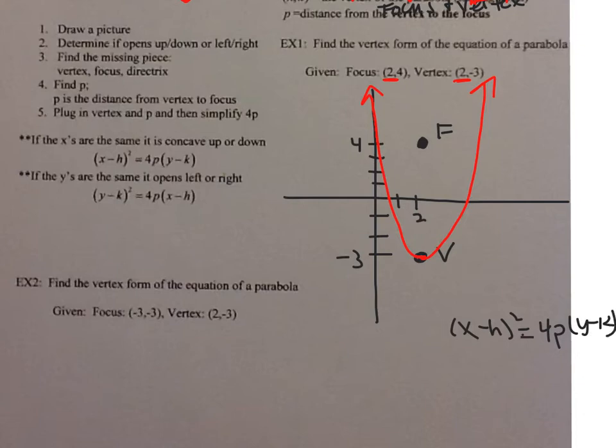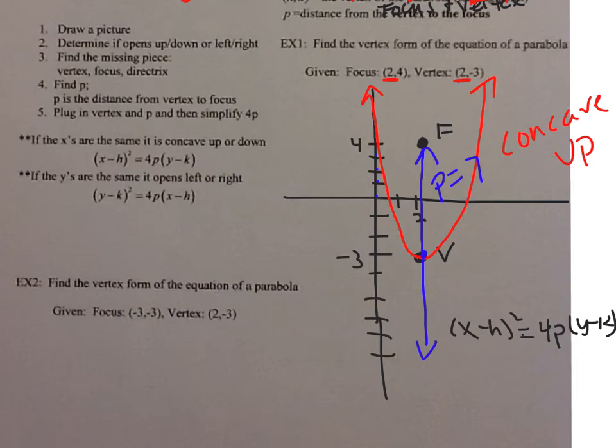All right, so now, since we know it's concave up, my p is from vertex to focus, right? p is equal to, since it's going up, positive, and count the boxes: 1, 2, 3, 4, 5, 6, 7. p is equal to 7. So my directrix would be down 7. So go down 7. That's negative 10. So y equals negative 10 is my directrix.